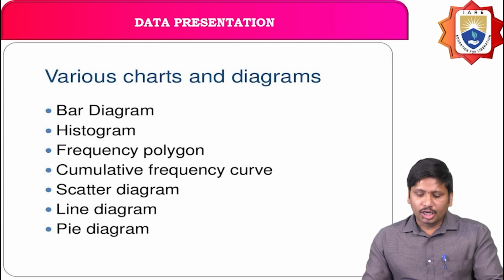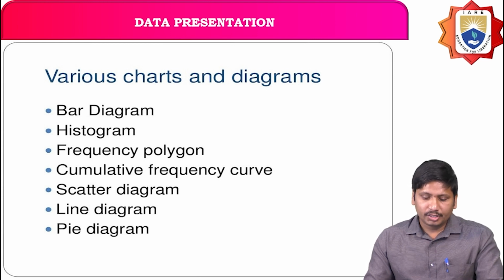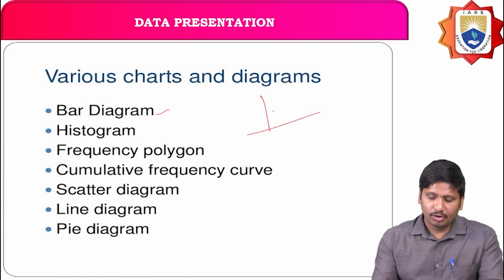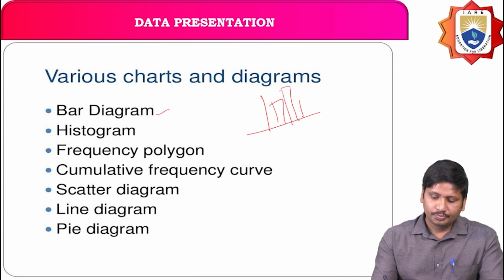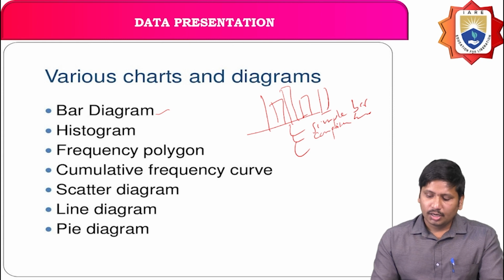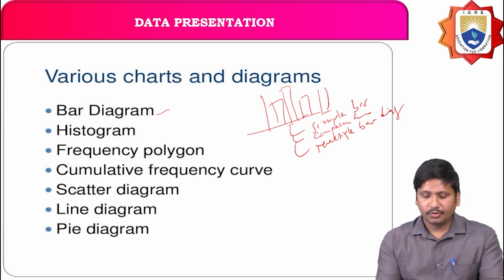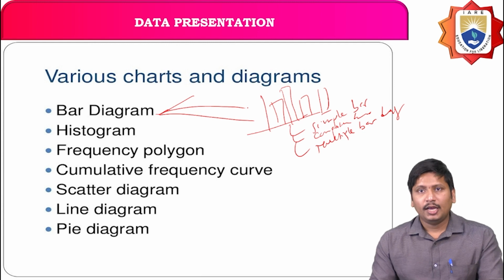So some of the varied charts and diagrams we have for data presentation will be the bar diagram. The bar diagram is where you can represent the data in the form of bars. Again, these bars are of two or three types: simple bar diagram, composite bar diagram, and multiple bar diagram. These are some of the different types of bar diagrams we have here.